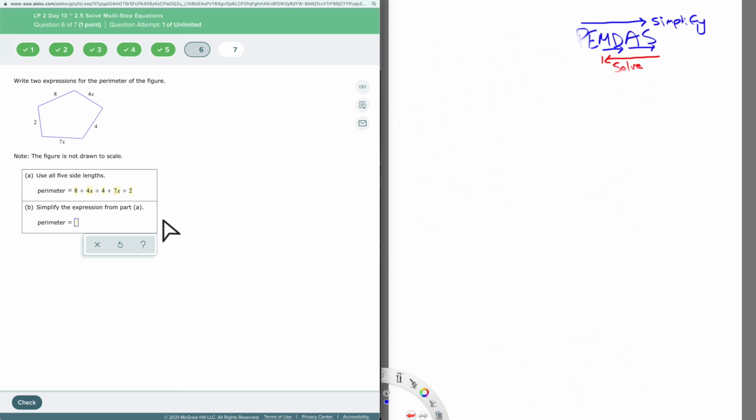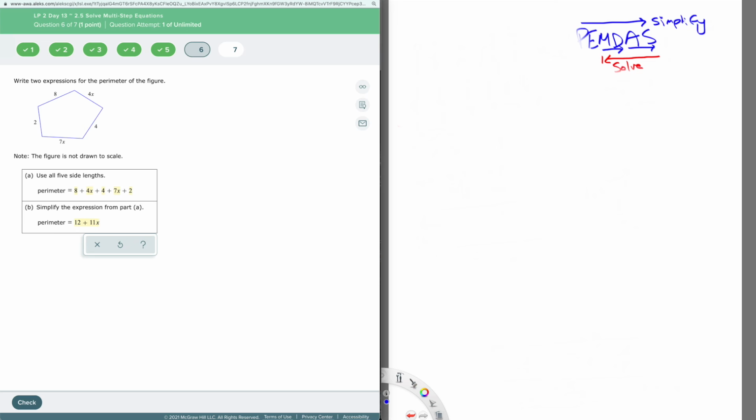Simplify that expression. So the perimeter is going to equal, if I'm looking here, I have 8, 4, and 2. Those are my constants without any variables. So 8 plus 4 plus 2 is 12. And then I have 4x and 7x. So I want to add those guys together as well. So I'm going to have 11x.